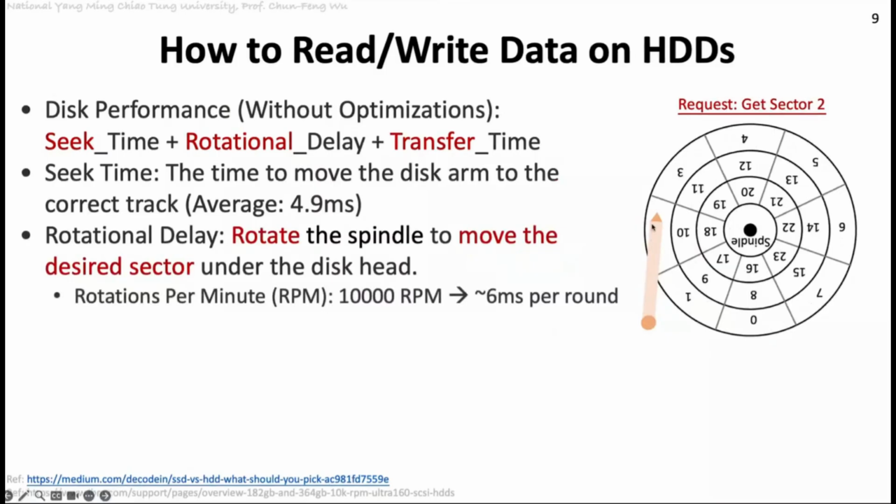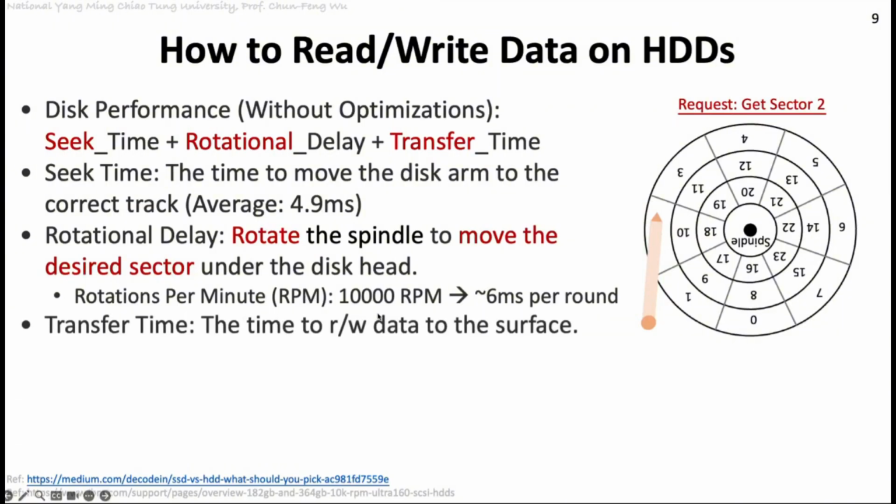Maybe when you are buying a hard disk drive, you will see one performance factor called rotations per minute, RPM for short. For example, if there is a 10,000 RPM drive, and you do some calculation, you can estimate it is about 6 milliseconds per round, because in 1 minute it can rotate 10,000 rounds. Okay, so the third one is the transfer time.